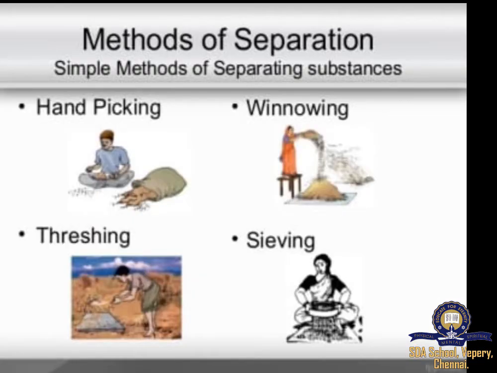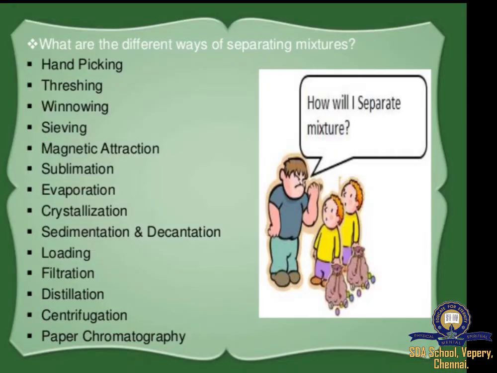Next one, methods of separation. In this topic, we are going to learn about the different methods of separating a mixture: hand picking, threshing, winnowing, sieving, magnetic attraction, sublimation, evaporation, crystallization, sedimentation and decantation, loading, filtration, distillation, centrifugation and paper chromatography. Centrifugation and paper chromatography you will learn in higher classes. Remaining all the things we are going to concentrate on. How are mixtures separated? What are the ways to separate them?